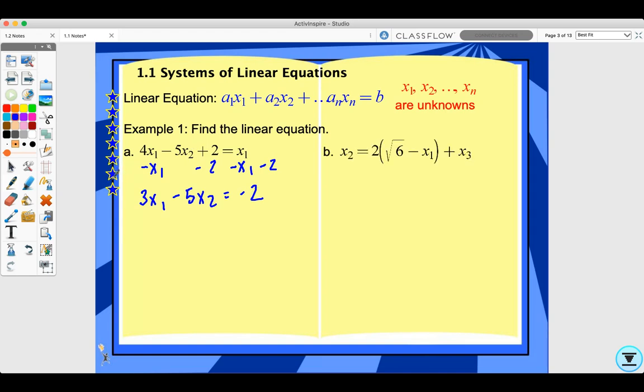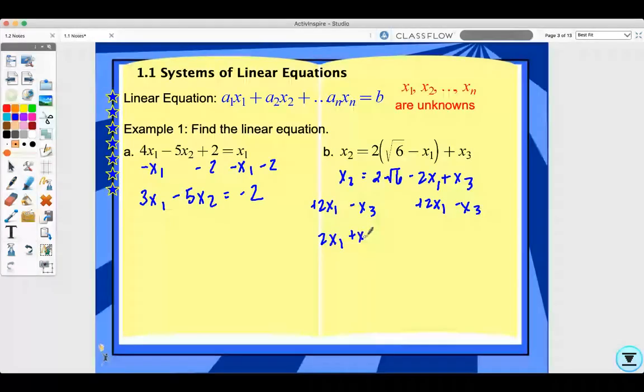Let's look at b. x2 equals 2 times the square root of 6 minus x1 plus x3. First you'd want to distribute your 2 through. So we'd have x2 equals 2 square root of 6 minus 2x1 plus x3. Then you would want to get x's on one side and your constant on the other side. So I'm going to add 2x1 to both sides and subtract x3. So I would have 2x1 plus x2 minus x3 equals 2 square root of 6.